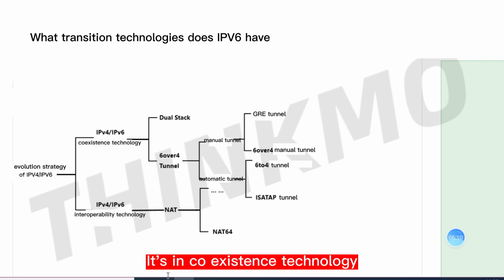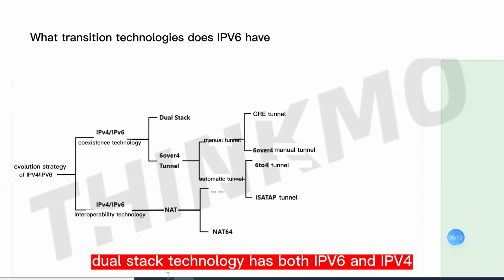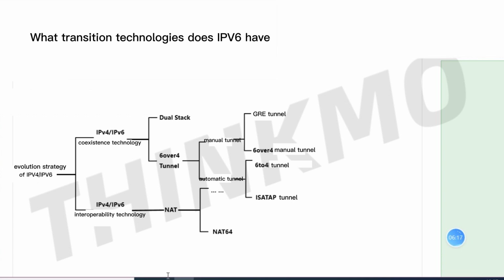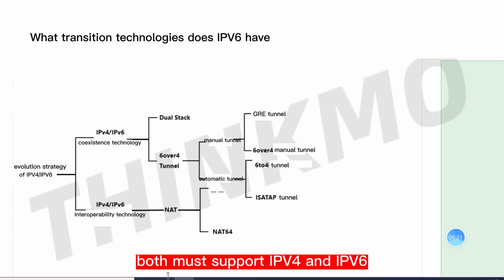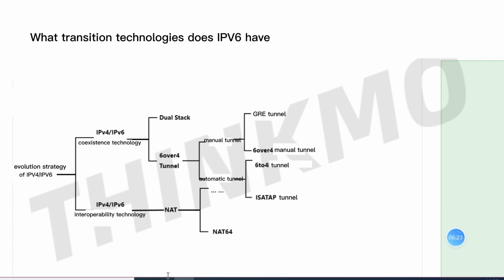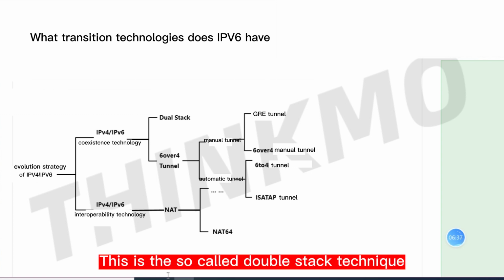Dual stack is a coexistence technology that has both IPv6 and IPv4. It means all the equipment must support both IPv4 and IPv6. IPv4 runs IPv4 and IPv6 runs IPv6, with a strict distinction, but on the same line both IPv4 and IPv6 run. This is the so-called dual stack technique.